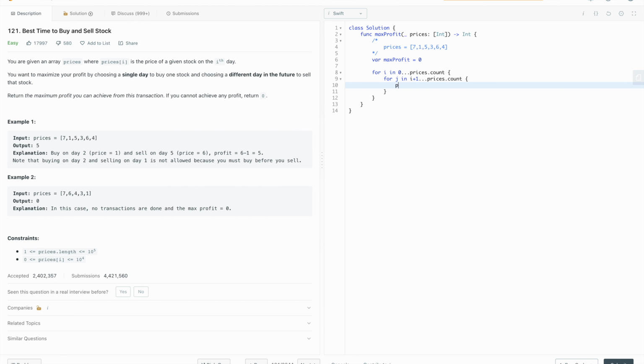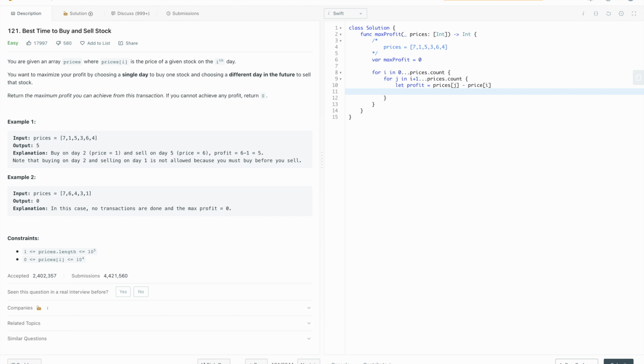let profit equal prices of j minus prices of i, because we expect the price of the stock to be larger than the price we are comparing to right now. This would give us a positive value, hopefully. If it doesn't give us a positive value, then we skip it.